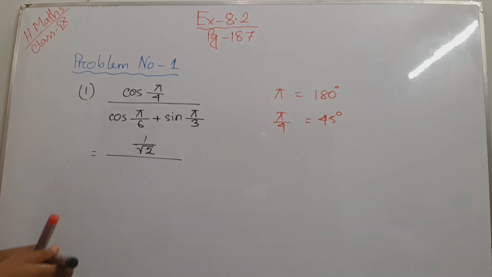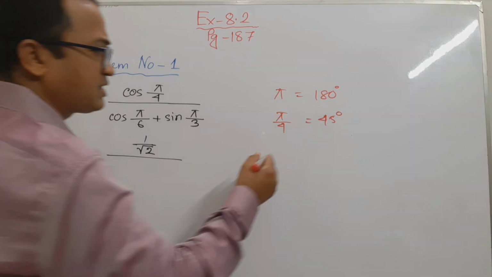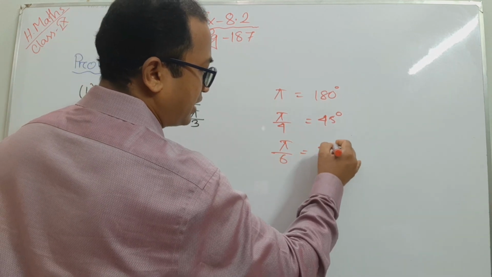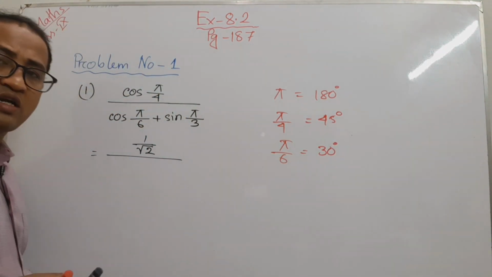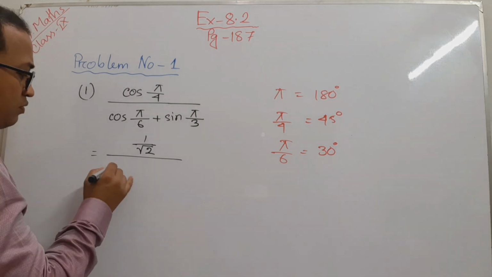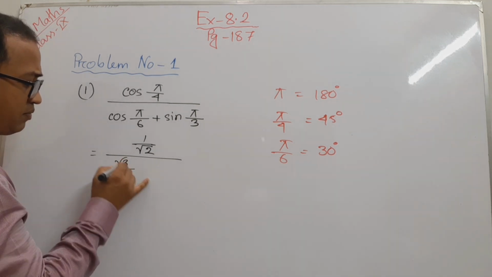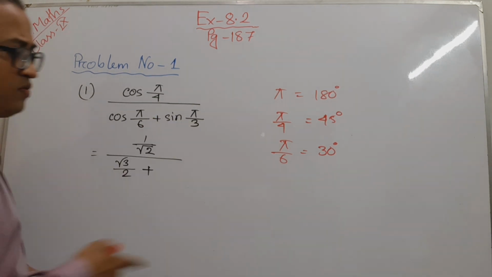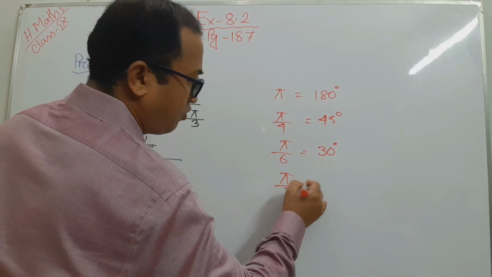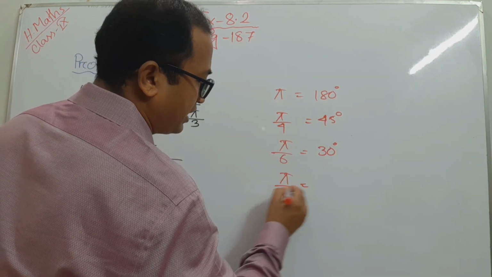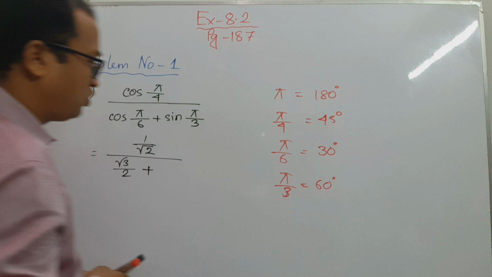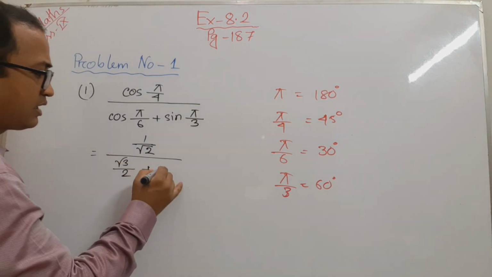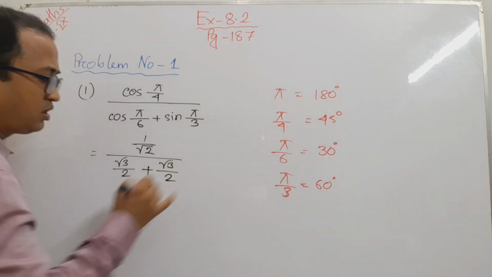Now cos 5π/6. 5π/6 is how many degree? 5π/6, that is 180 by 6, 30 degree. What is the value of cos 30 degree? Yes, the value of cos 30 degree is root over 3 by 2. Again sin 5π/3. 5π/3 means 180 by 3, that is 60 degree. So what is the value of sin 60 degree? We know the value of sin 60 degree is root over 3 by 2.